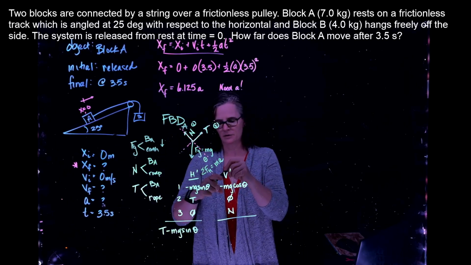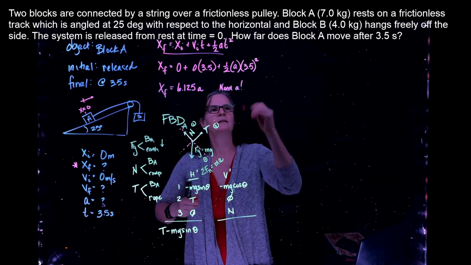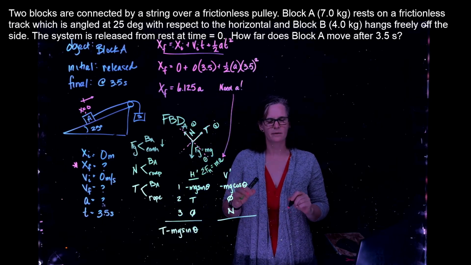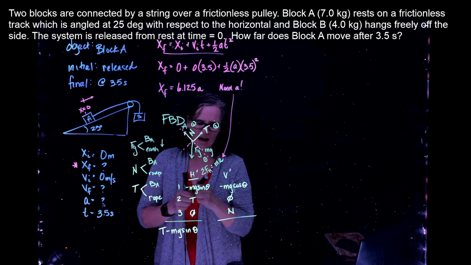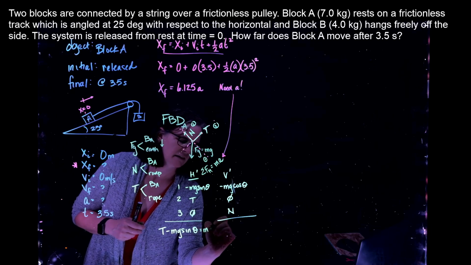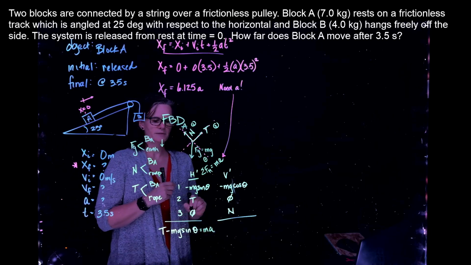So this acceleration is what we're talking about. So we're going to start there. So that equals T minus mg sine of theta equals the mass times the horizontal acceleration.